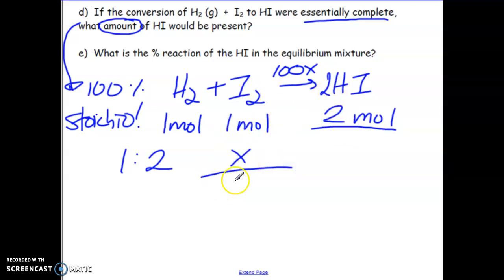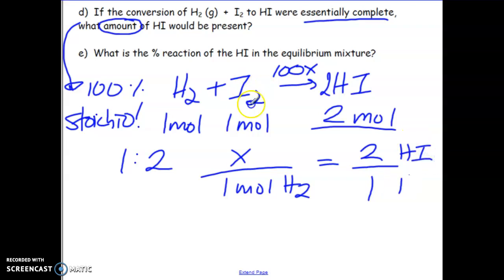So remember to set up the mole ratio, you can use either one. I'll use hydrogen here. You're basically using the coefficients. So we have 2 moles of HI for every 1 mole of hydrogen. So it'd just be 1 times 2 divided by 1, which gives us 2 moles.